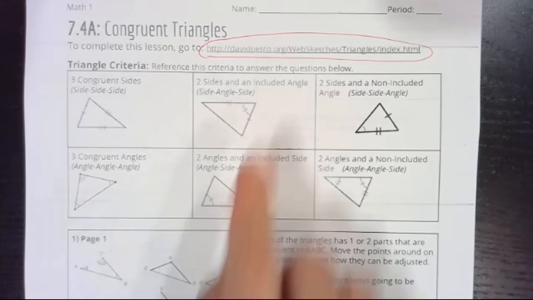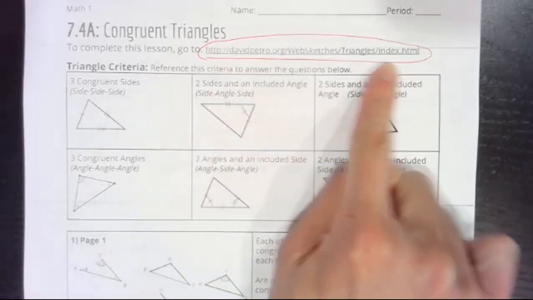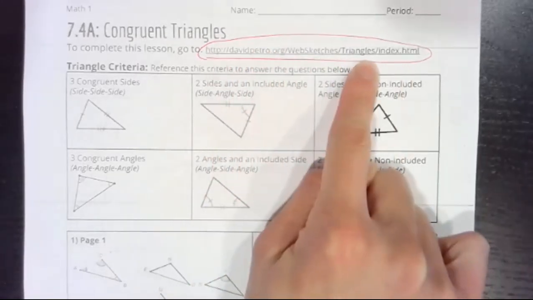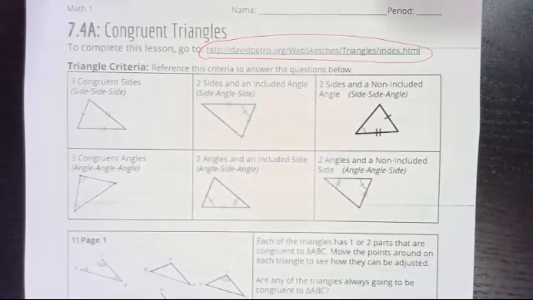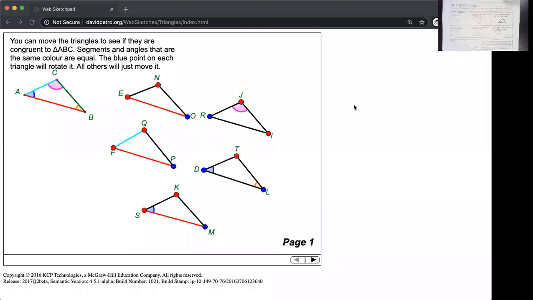Once you have the worksheet, then you want to go to this website here, this davidpetro.org. And once you do that, you will see this screen here. Okay, so this is the tool that you're going to use. And let's look at page 1.